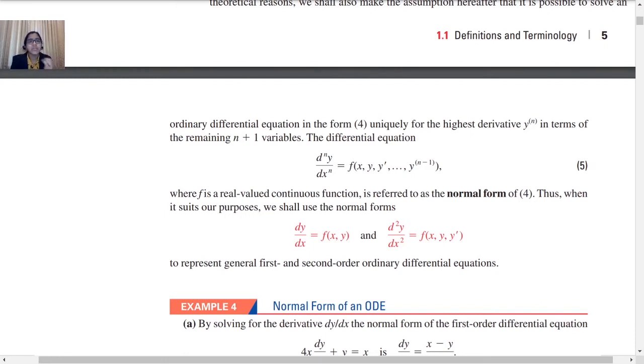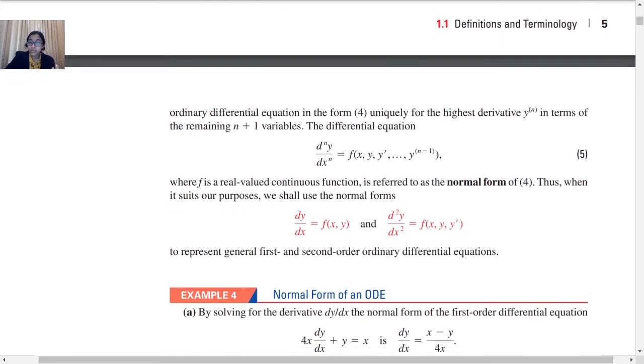In general form, all the derivatives and the corresponding coefficients, everything will be on one side, equated to 0. And in our normal form, we will take the highest derivative and make the coefficient of the highest order derivative 1, and we'll write all other terms on the other side. Like dy by dx is equal to f of x, y, d square y by dx square is equal to f of x, y, y dash.